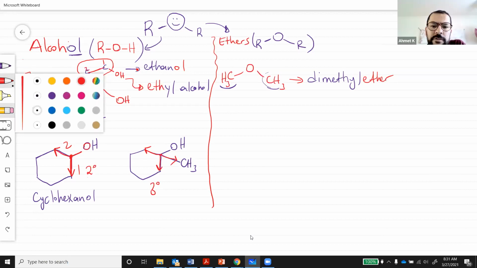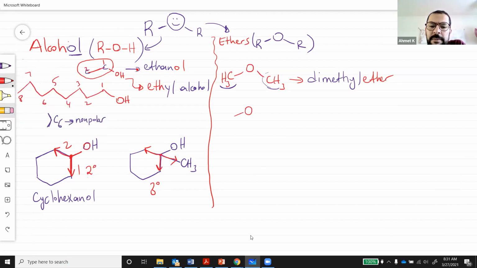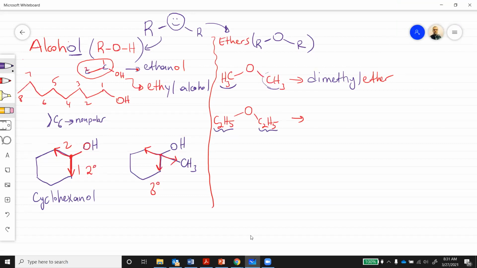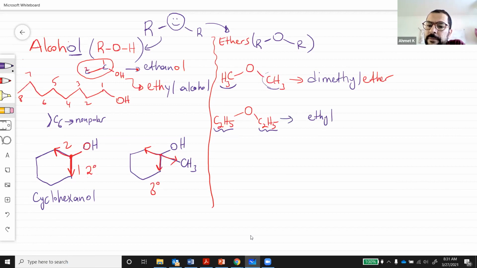And if you have, again, another, let's say, C2H5, C2H5. Again, what's the R group here? This R group, what's the name? If you have two carbons, it's ethane. Now it's an R group, so it's going to be ethyl. And since you have two of them, I'm going to call it diethyl. And then I'm going to add the functional group name, ether.